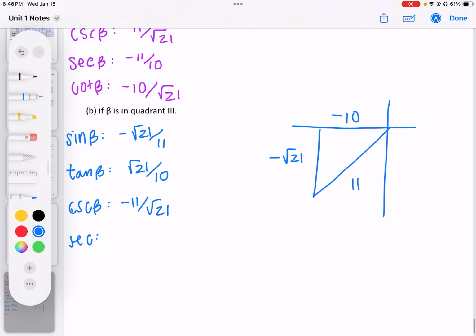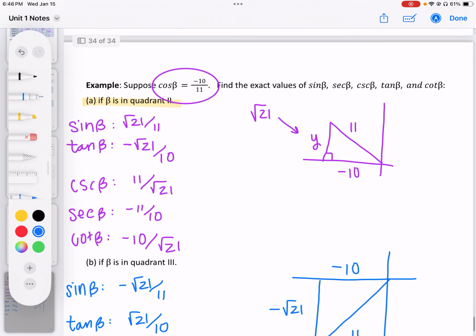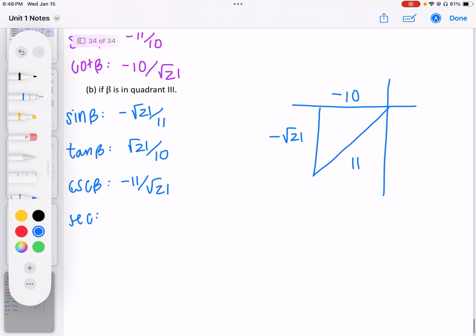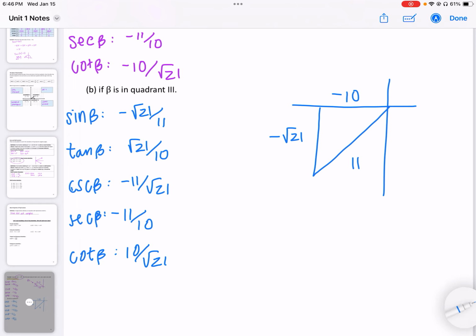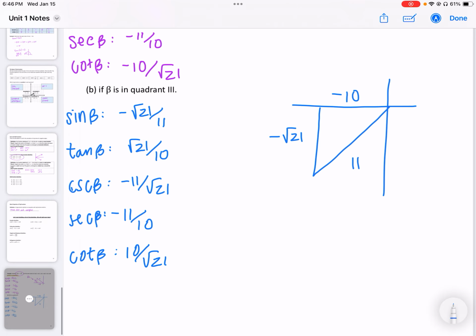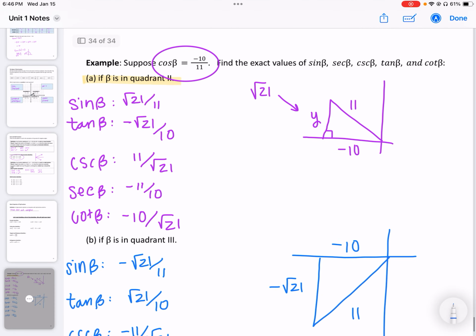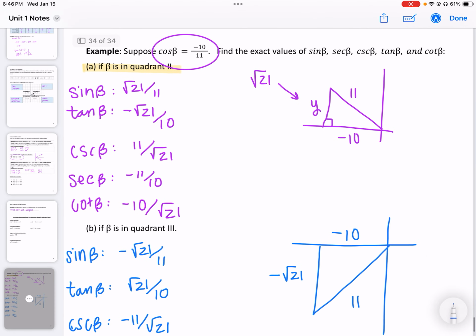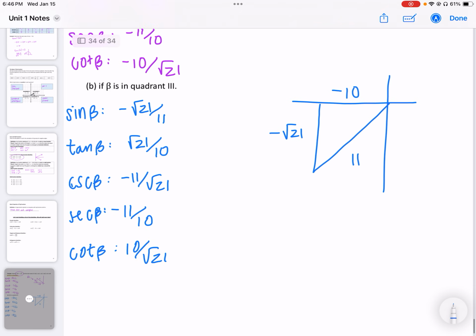Secant is going to be the reciprocal of cosine, so negative 11 over 10. And then cotangent of beta is going to be the reciprocal of tangent, so 10 over the square root of 21. I encourage you to get really comfortable and familiar with these types of problems. You are going to be doing them quite a bit in the homework as well as in the rest of the semester. And that covers it for 7.4.